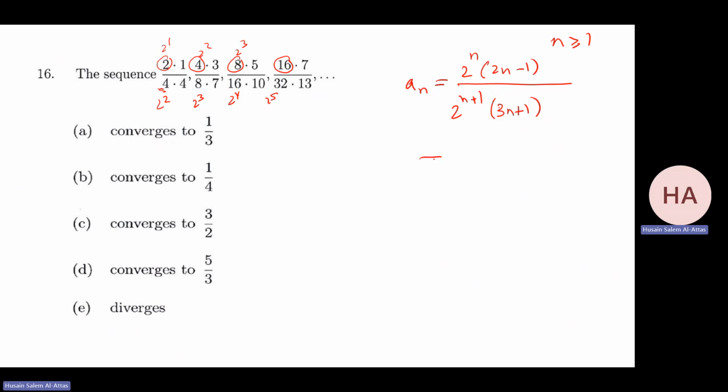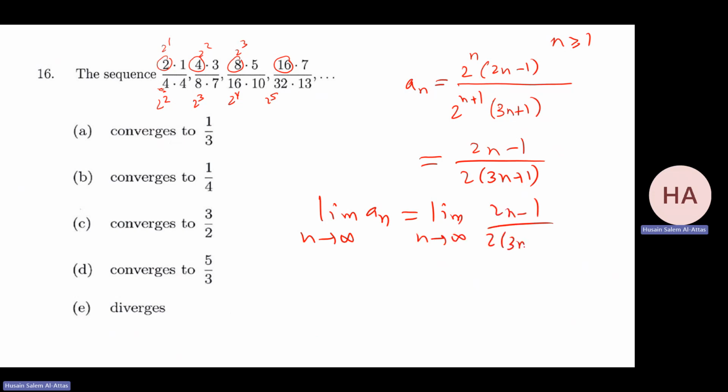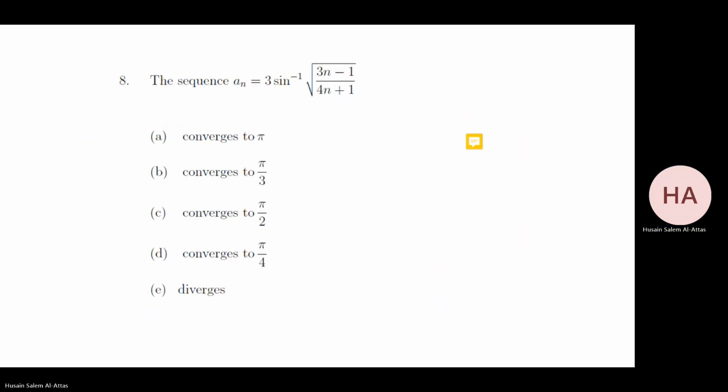So now this one is what? It will be 2n minus 1 over 3n plus 1. So I need to find the limit of an as n goes to infinity, which means the limit as n goes to infinity of 2n minus 1 over 3n plus 1. Same degree, so I have just the coefficients, 2 over 3. That will be the answer. Yes.